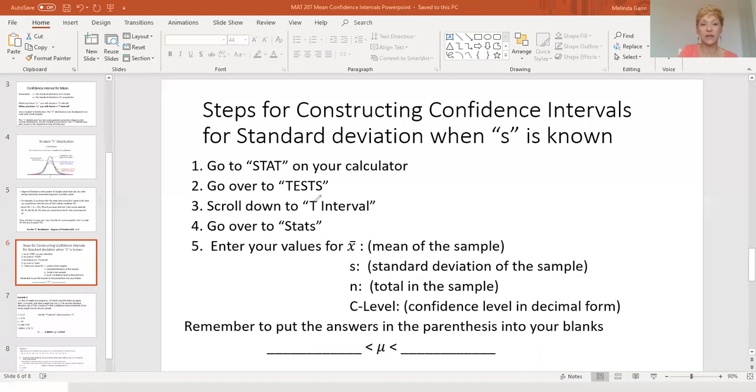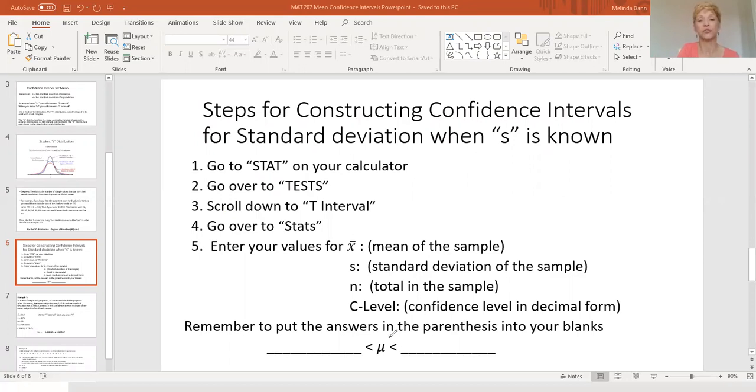Now, why are we picking T interval? We're picking T interval because we know s. If you were to know sigma, you would pick Z interval, but we're going to stick with T interval. Now, when you scroll down to T interval and you hit enter on your machine, you're going to have 2 choices, data and stats. You're going to go over to stats, and you're going to enter these values in. The mean of the sample, the standard deviation of the sample, the n, your total, how many were you sampling, and your confidence level. Now make sure that confidence level, like last time, is in decimal form. So if it were 95% confidence level, you'd put 0.95, not 95.